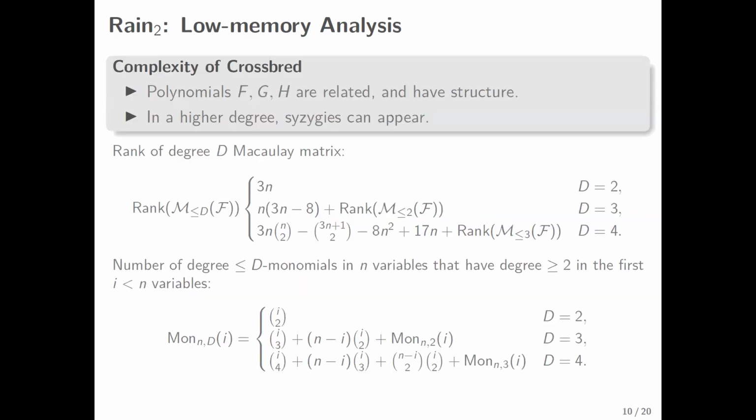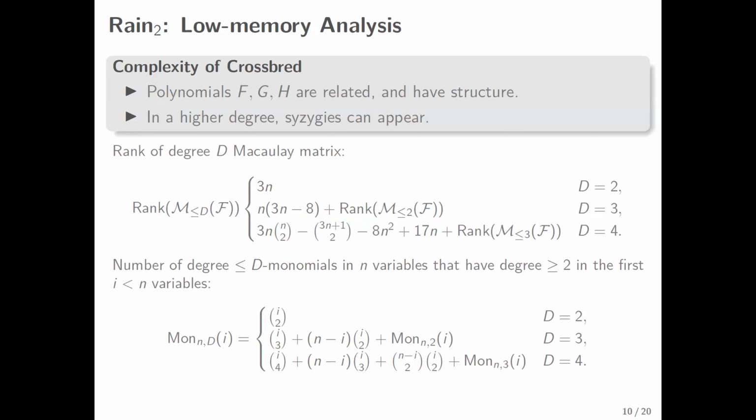But to analyze the complexity of cross-spread, we should be careful because the way that we generate those polynomials is like we are giving them structure. So at higher degrees, there would be cancellation, there would be linear dependency. So the Macaulay matrix at higher degrees would probably have fewer rows than we expect. Therefore, we have to compute the rank of the degree D Macaulay matrix for the degrees that we are interested in to implement cross-spread, and we compute the rank for degrees up to 4.